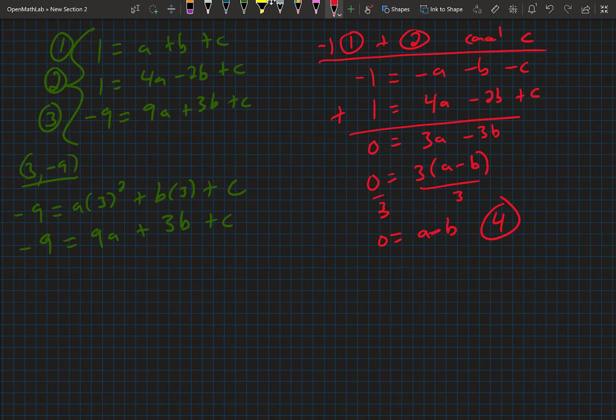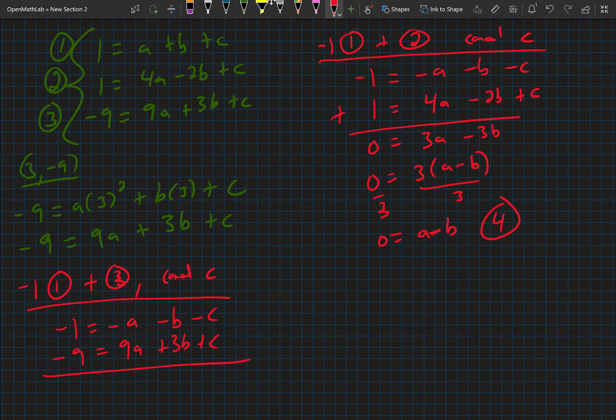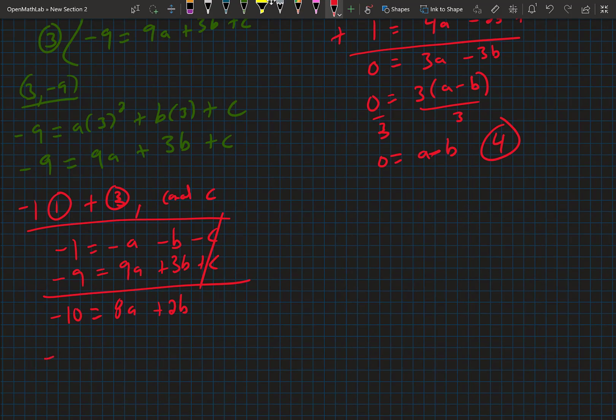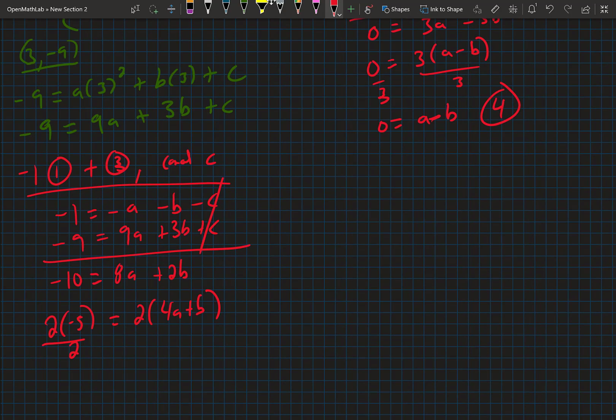So then another thing I can do is take negative 1 times equation 1, and then add it to equation 3, and this will also cancel out the c variable, right? So that would be negative 1 equals negative a minus b minus c, and then add equation 3 to it. So just copy and paste that down. And when I add these, of course the c's cancel like we want, so we get negative 10 equals, let's see, that would be 8a plus 2b, and then I can factor out a 2. So then I can divide both sides by 2, which gives me negative 5 equals 4a plus b, right? So just trying to simplify that down as much as possible. So I call this equation 5, right?